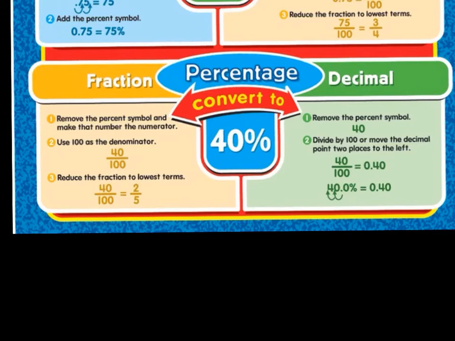Once you have it as a fraction, you can do the division in order to convert to a decimal, or if you go back to the original fraction, 40 over 100, you can see that's telling you that it's 40 hundredths, which is the same as 0.40.